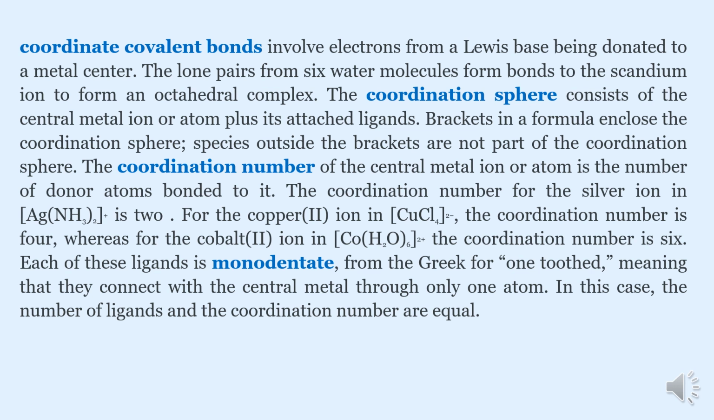Each of these ligands is a monodentate ligand. Ammonia, chlorine and water are considered monodentate ligands because each has only one donor atom, one tooth, one point of attachment. From the Greek for one tooth, they connect with the central metal through only one atom. In this case, the number of ligands and the coordination number are equal because there is only one donor atom each.